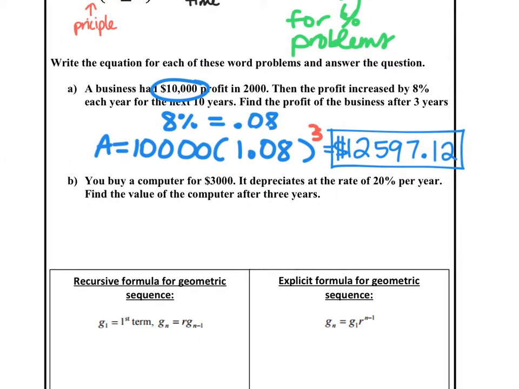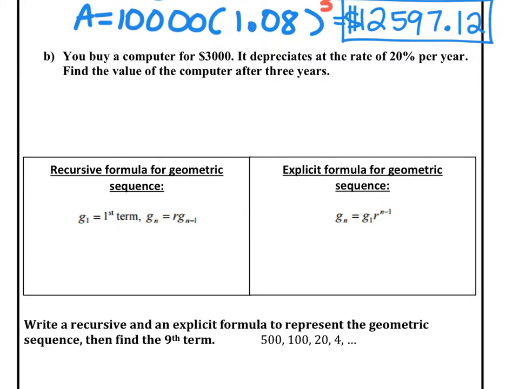Okay, next one. You buy a computer for $3,000. That would be your starting amount. It depreciates. That's a word that means it's decreasing at a rate of 20% per year. That percent as a decimal is 0.20. Find the value of the computer after 3 years.